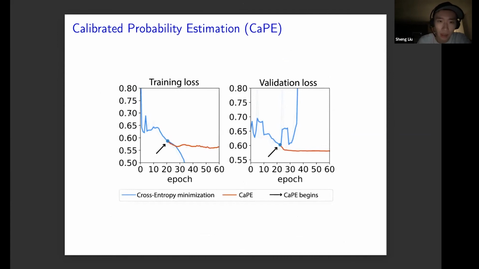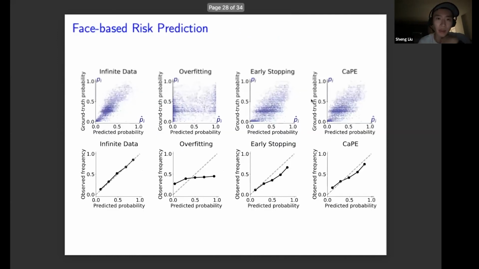And as you can see here, if we just use cross entropy minimization, the training loss will keep going down. This is not a surprise, and that makes the probability go to 0 or 1s. And if we use CAPE, you'll see that the training loss stops decreasing too much. And the validation loss, as I said before, has no guarantee of generalization at all. So what you will observe is that if you just do cross entropy minimization forever, the validation loss increases. And if you use CAPE, then the validation loss can be decreased a little bit further instead of going sky high.